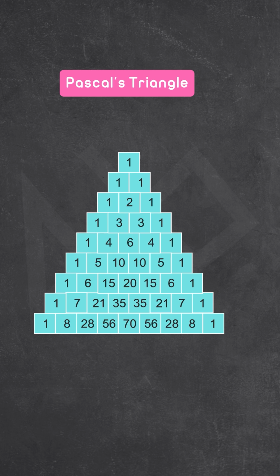We notice that it always starts with the number 1 on both sides, meaning the edges are always equal to 1. We also observe that each row increases by one element compared to the previous one. This is why when we extend the rows we get a triangle shape, hence the name.